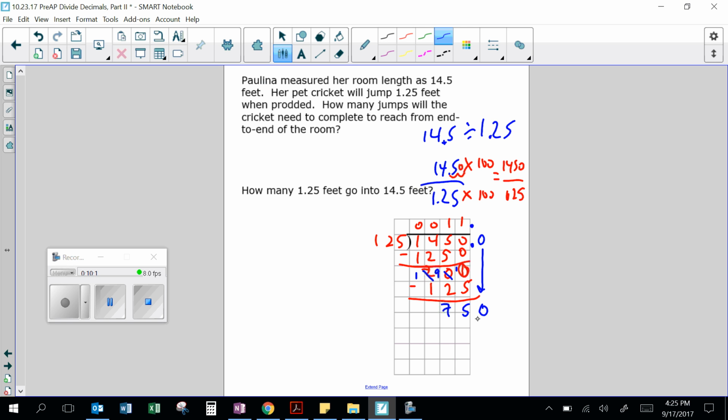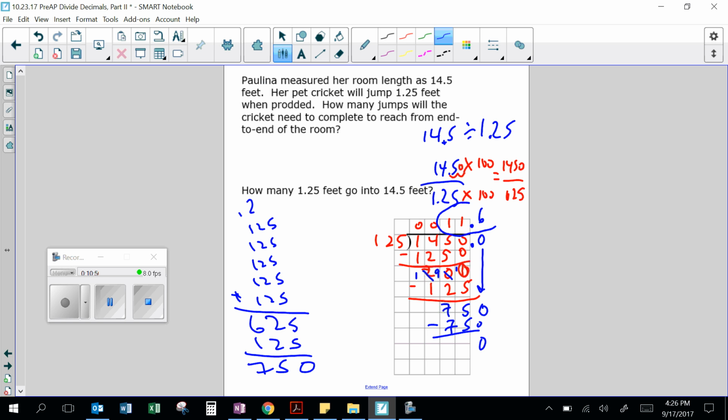How many groups of 125 go into 750? I don't know. Let's see. 125, that's 250. 125 is 375. I think it goes in 5 times. 5, 10, 15, 20, 25, carry the 2, 2, 4, 6, 8, 10, 12, carry the 1, 1, 2, 3, 4, 5, 6. Maybe it goes, wait, let's do another 125. So it goes in 1, 2, 3, 4, 5, 6 times.